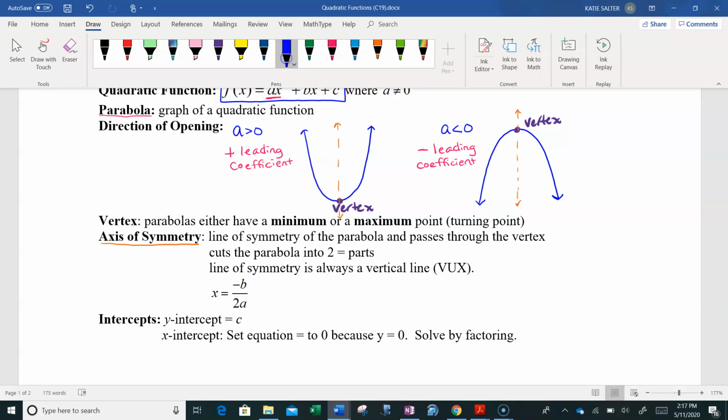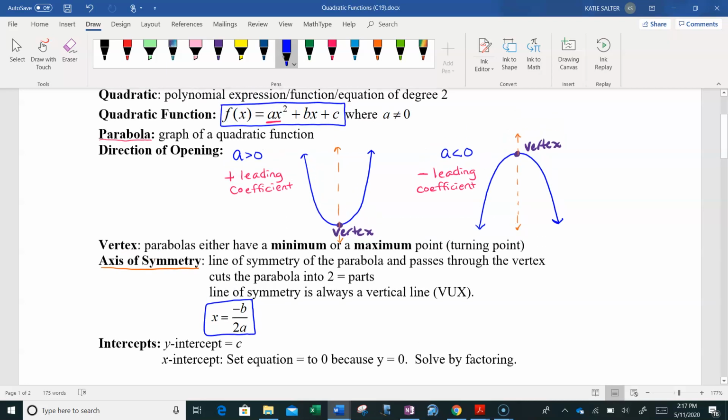This line of symmetry for quadratic functions is always vertical, and there's a formula to figure out this axis of symmetry, and it is x equals the opposite of b over 2a. And we get that a and b from our standard form, from that ax squared plus bx plus c.